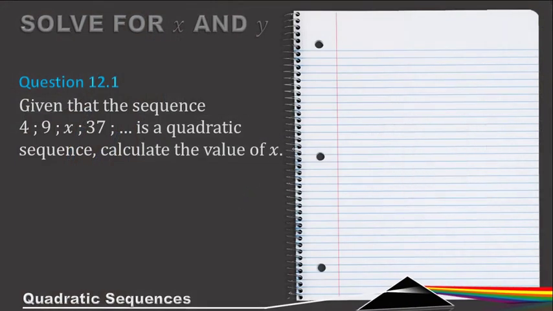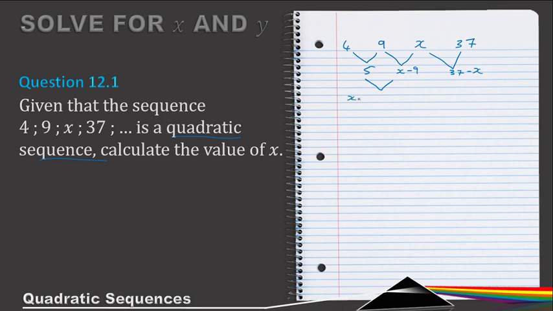So question 12.1, we're given this sequence, and it's a quadratic sequence. Calculate the value of x. All right, so this is quite an easy one. I'm just going to write this out with space between them, x and 37. So first difference, from there to there is 5. Then we have from here to here x minus 9, and then from here to here we have 37 minus x. Okay, and then the second difference is x minus 9 minus 5, because remember you always take the next one minus the previous one.